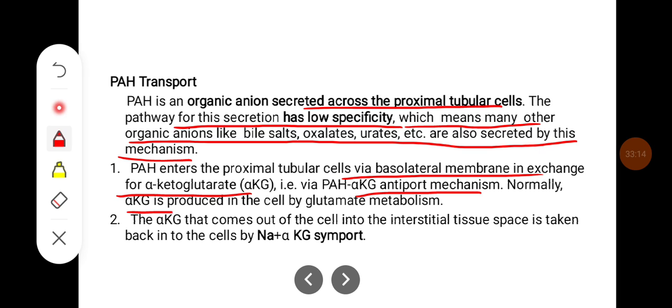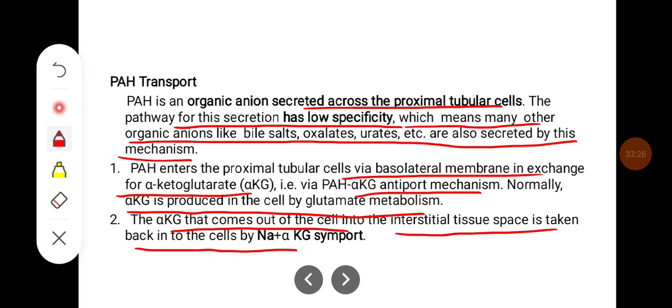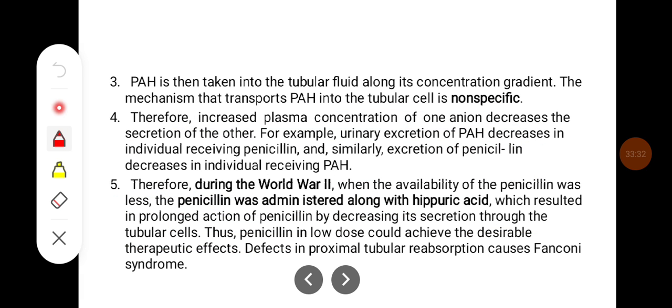Normally, the alpha ketoglutarate is produced in the cell by glutamate metabolism. The alpha ketoglutarate that comes out of the cell into the interstitial tissue space is taken back into the cells by the sodium and alpha ketoglutarate symport. PAH is then taken into the tubular fluid along the concentration gradient. The mechanism that transports PAH into the tubular cell is non-specific.